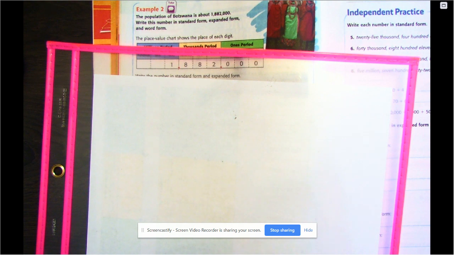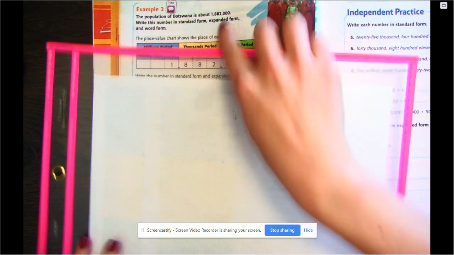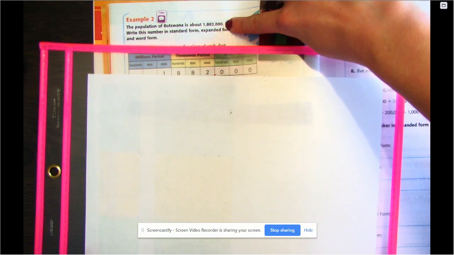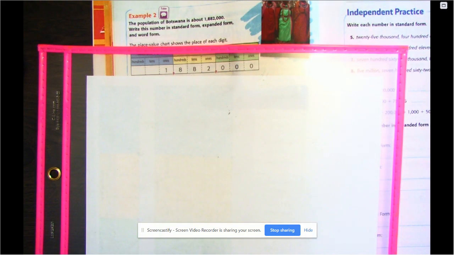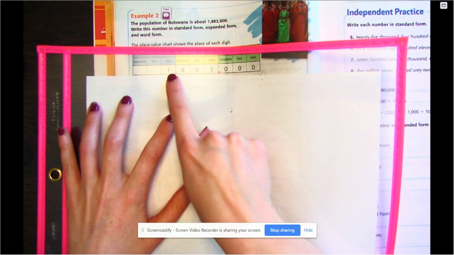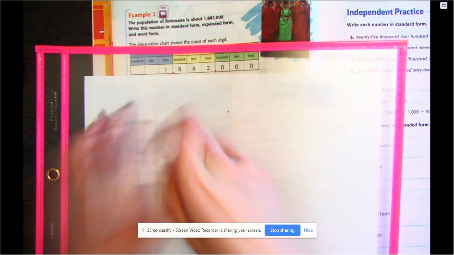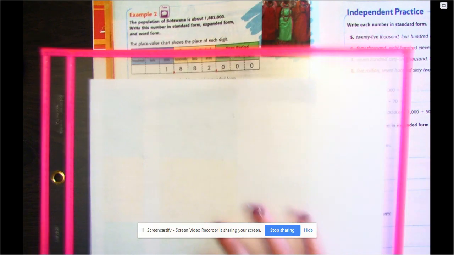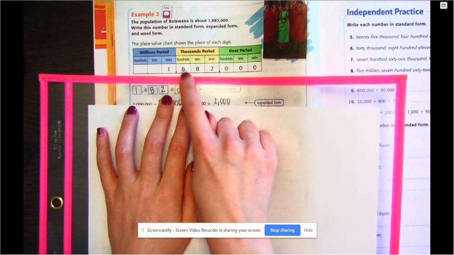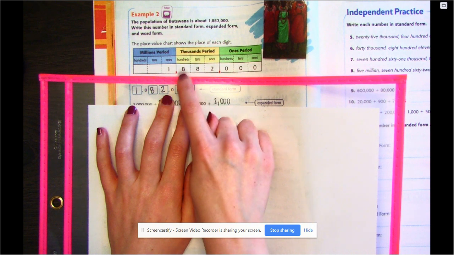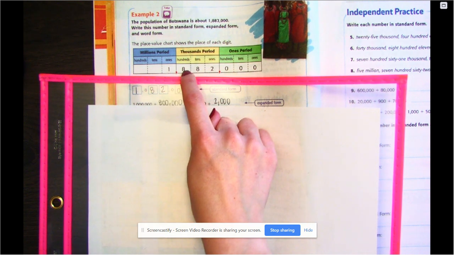So standard form is just how you would normally see numbers, just like regular numbers. So this number right here, 1,882,000, that is written in standard form. Standard just means normal. Expanded form is when you take the value of each digit and you expand it to write it. So this 8 is not just an 8, it's actually 800,000 because that's the place that it's in. And then word form is just the words that you say when you read the number.